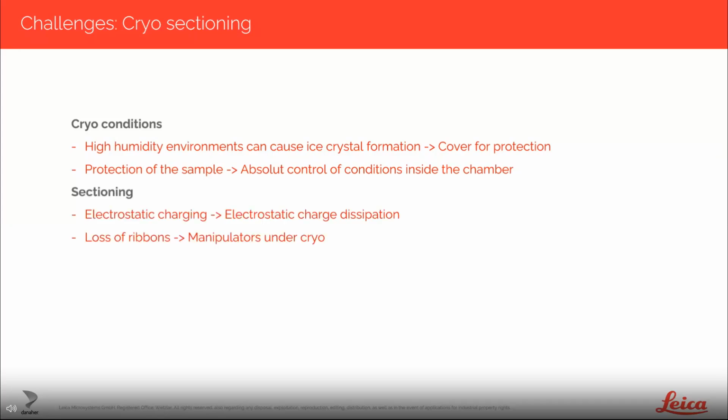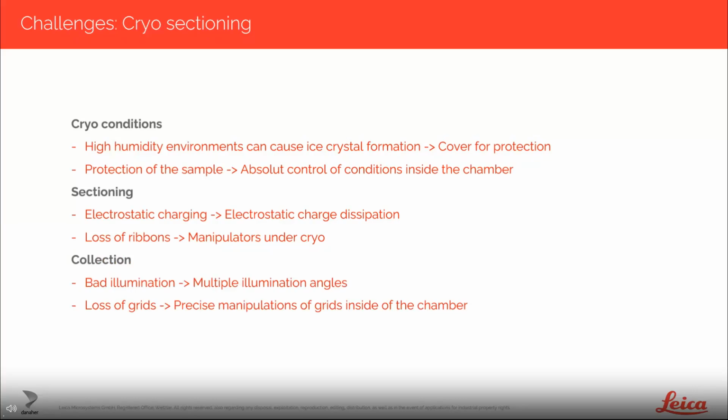During the sectioning, electrostatic charging may occur, and for this we have to provide electrostatic charge dissipation. Loss of ribbons can happen if you do not have a manipulator under cryo. And of course, if the sample is badly illuminated, you don't see properly inside of the cryo chamber. That's why we need a good illumination with multiple illumination angles here. And it can happen that you lose grids because you do not precisely manipulate them inside of the chamber. That's why we need manipulators under cryo conditions.